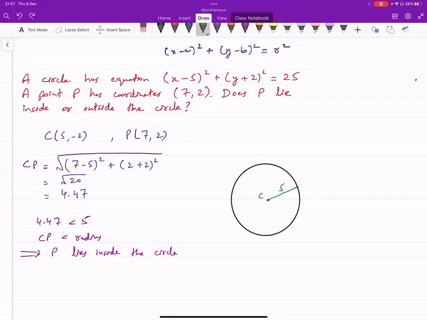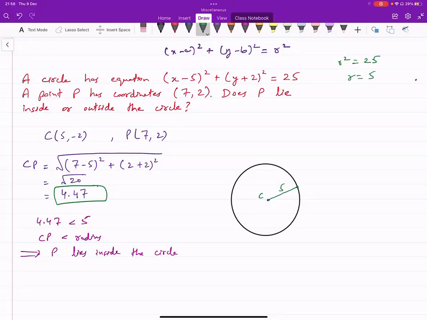Now what you can do is you can find the distance of the center of the circle from the point P. तो आपने distance find किया. The distance turns out to be 4.47 using distance formula. Radius क्या है इस circle का? 25 का square root करें, right? Because r square is equal to 25. Radius of the circle is equal to 5.